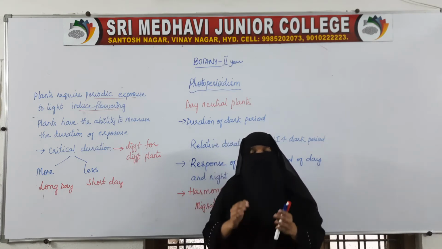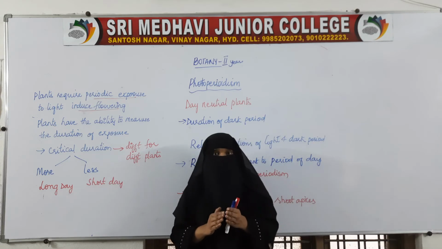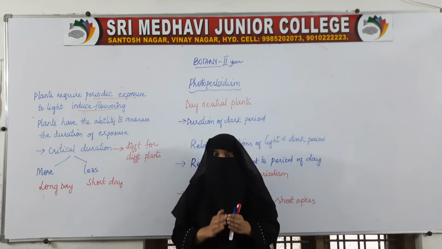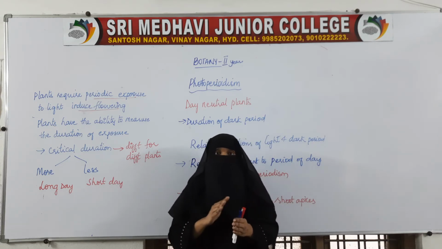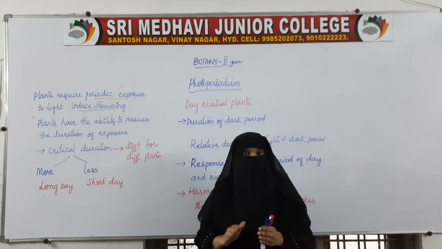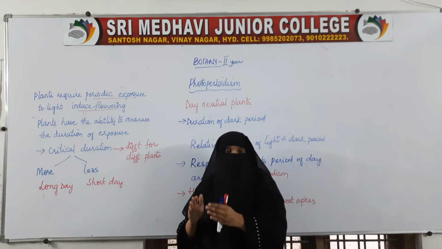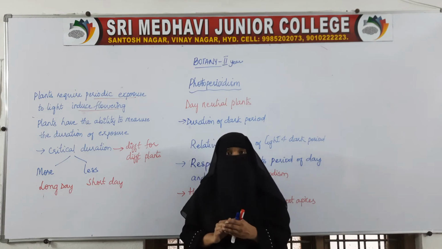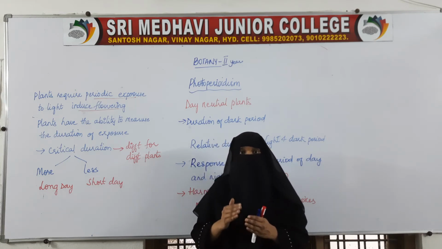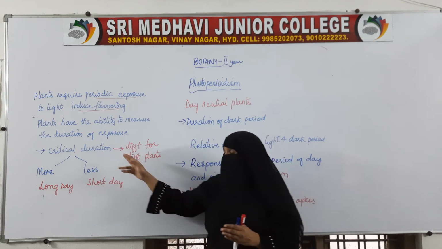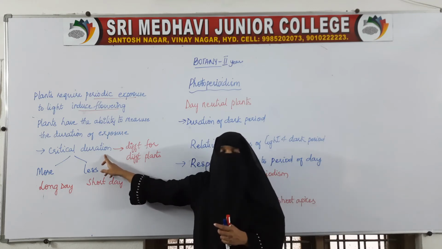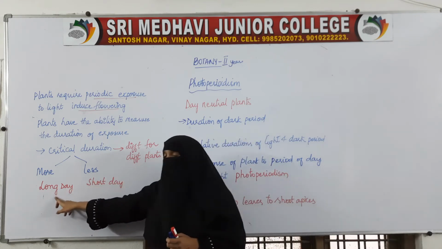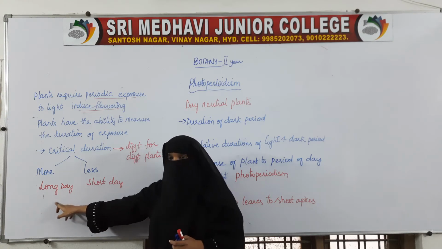produce flowers. Even if they get 10 hours of light, still that 10 hours of light is not enough. They need more than 10 hours of light. So, such plants which require more light than the critical duration are called long day plants.